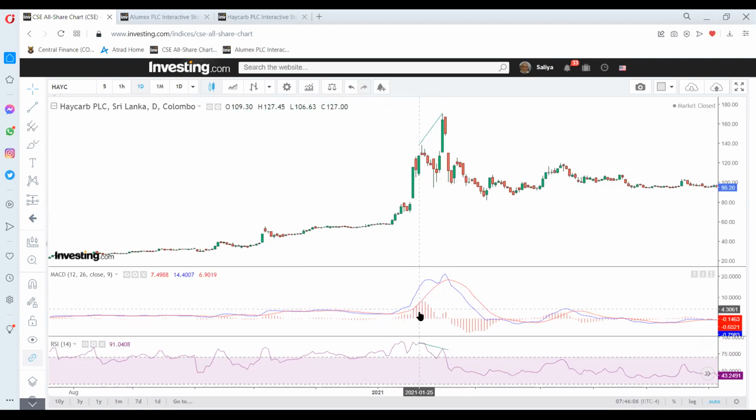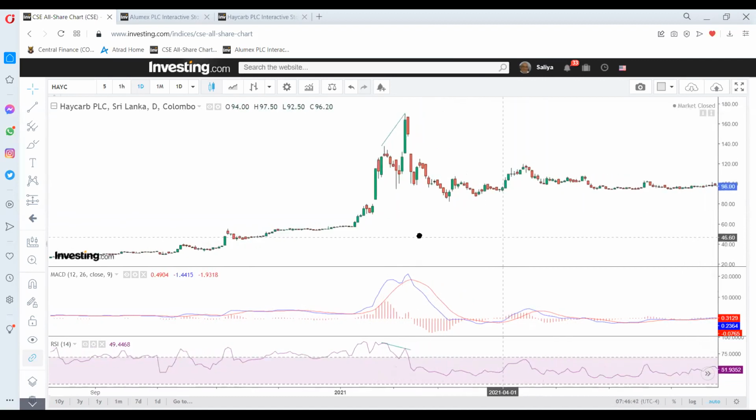Also, if you look at the histogram bars, you can see that despite the prices breaking out and hitting a high, the histogram bars were not contributing to that rally. That's another divergence. Most importantly, the divergence that we see here in the RSI is more accurate when it comes to this particular divergence.